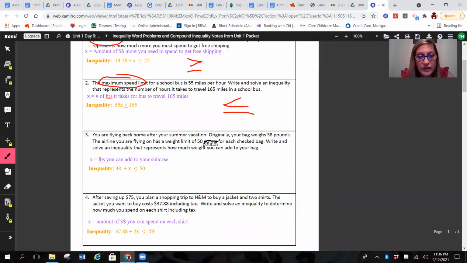Number 3, you're flying back home after your summer vacation. Originally, your bag weighs 38 pounds. The airline you are flying on has a weight limit of 50 pounds for each checked bag. Write and solve an inequality that represents how much weight you can add to your bag. So X represents the pounds you can add to your suitcase. So it's currently 38 pounds, 38 plus X, how much more you can add before it hits 50, less than or equal to 50. So the weight limit of 50 pounds would be less than or equal to.